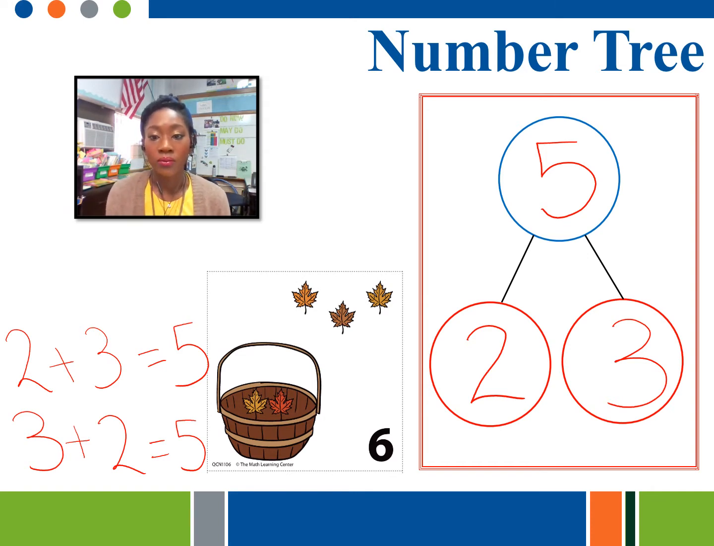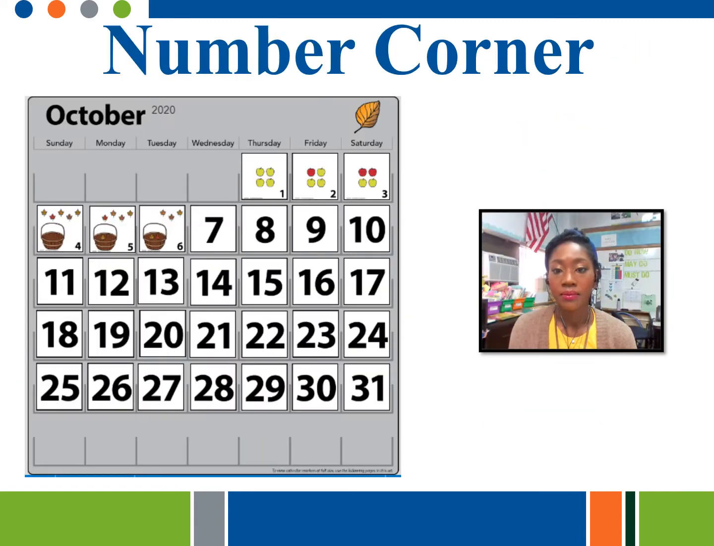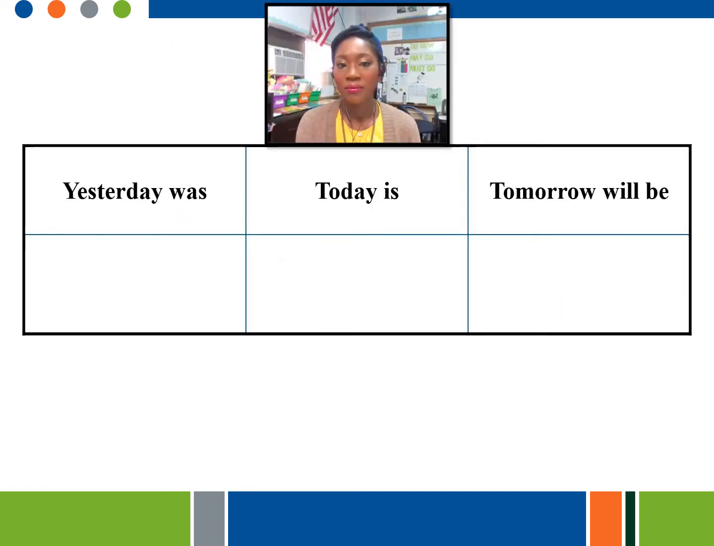Now let's keep going, first graders, and we are going to say our date. So we know we always start with the day of the week. Today is Tuesday, October 6th, 2020. One more time, first graders. Tuesday, October 6th, 2020.